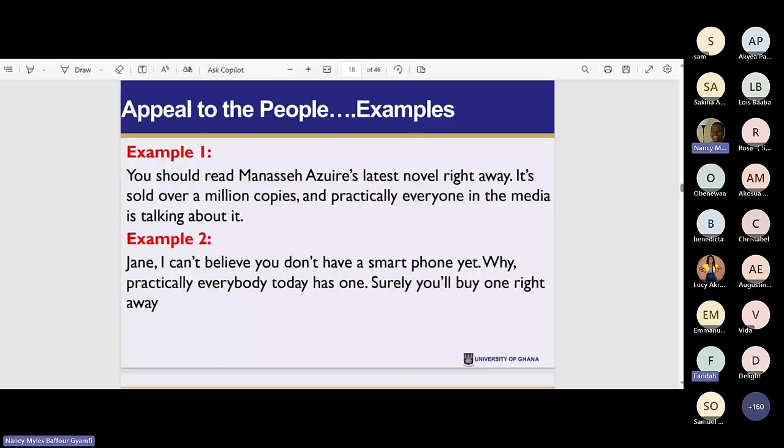Jane, I can't believe you don't have a smartphone yet. Why? Practically everyone today has one. Surely you should buy one right away.